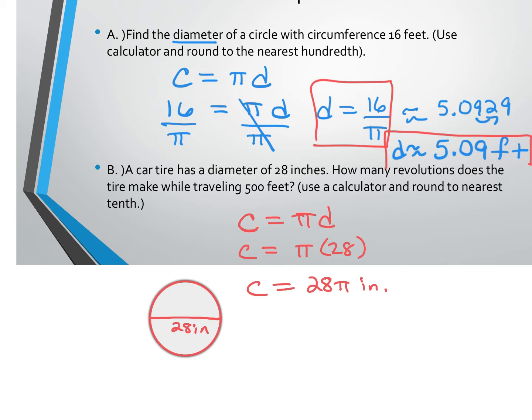Now, I need to figure out how many rotations of this tire, or revolutions, it's going to travel when it goes 500 feet. Now, these are inches, but the distance they want me to measure is 500 feet. So I'm going to convert these inches into feet. In terms of pi, the circumference is 28 pi. But because it says to use my calculator, I'm going to multiply 28 times pi and round to the nearest tenths place.